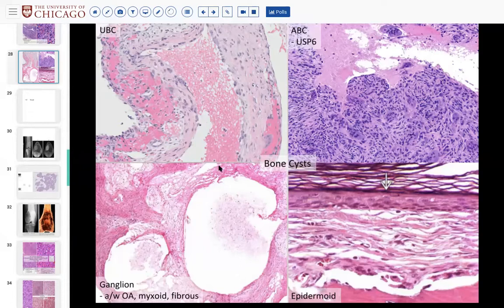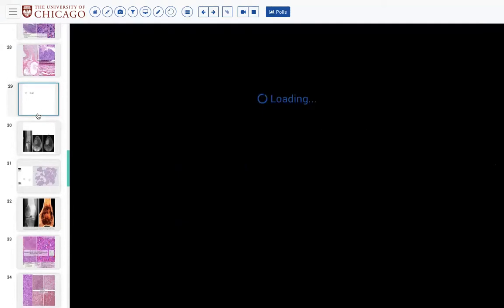You sometimes get intraosseous ganglion cysts in the setting of osteoarthritis, right? They just look like subchondral cysts or ganglion cysts. Don't forget that on rare occasion, you may get an epidermoid cyst in the bone, which is, exactly as it sounds, lined by squamous type of epithelium. So those are the types of cysts you may want to consider in bone.